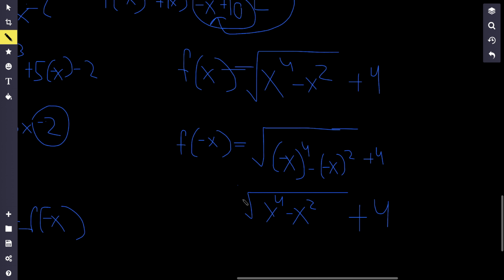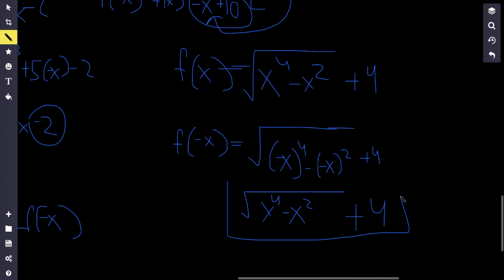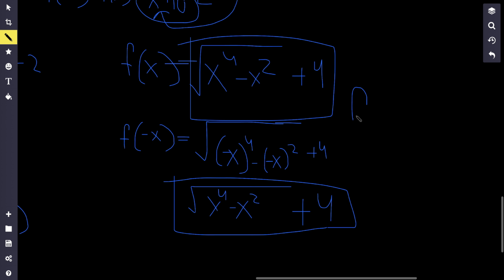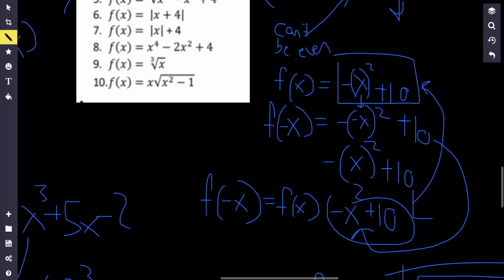And what you'll notice is that this is actually the same thing as what we had originally. In other words, f of x, which is our original function, is equal to f of negative x, when we plug in negative x into the function. Therefore, this function is even.